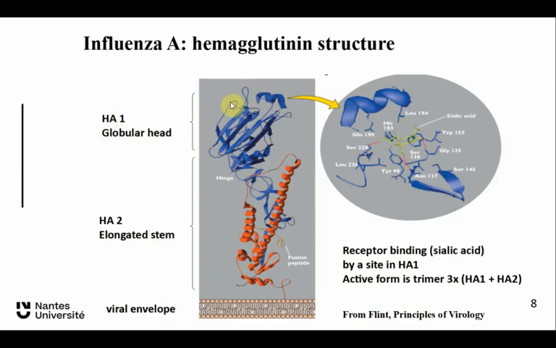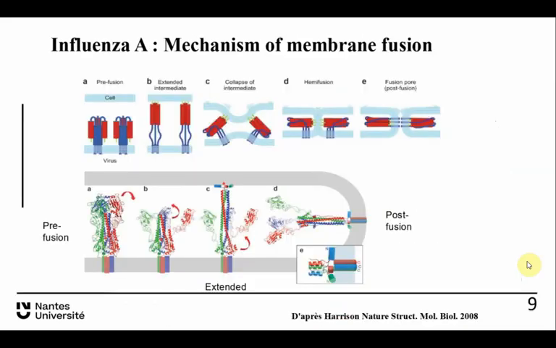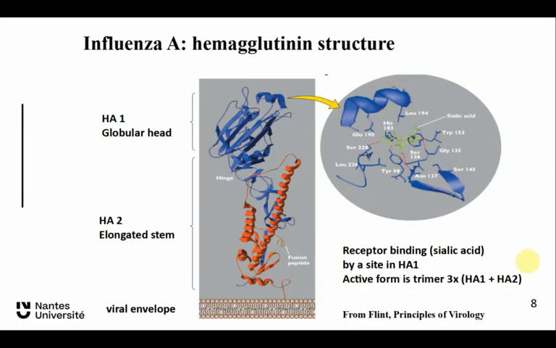So HA1 is a globular domain. That's the receptor binding domain, and HA2 is these alpha helices, which form a stem. So HA1 has got the binding site for sialic acid here. So what happens during membrane fusion? So this structure you see here is called the pre-fusion structure.